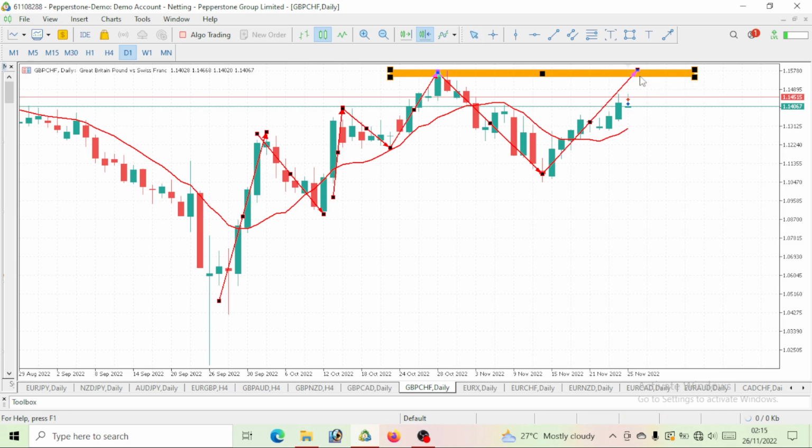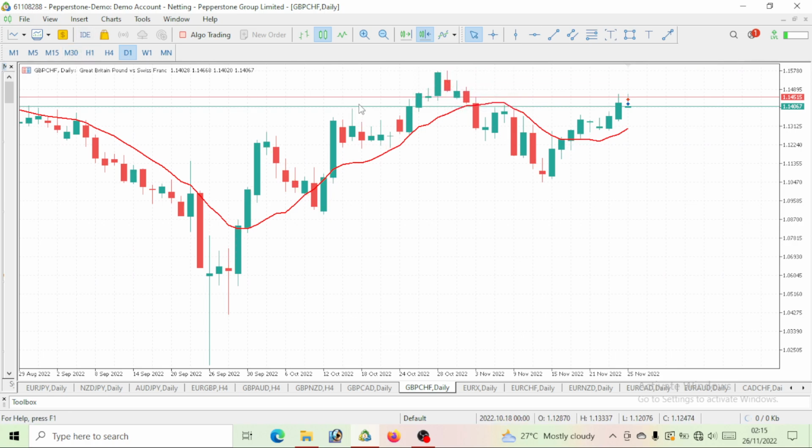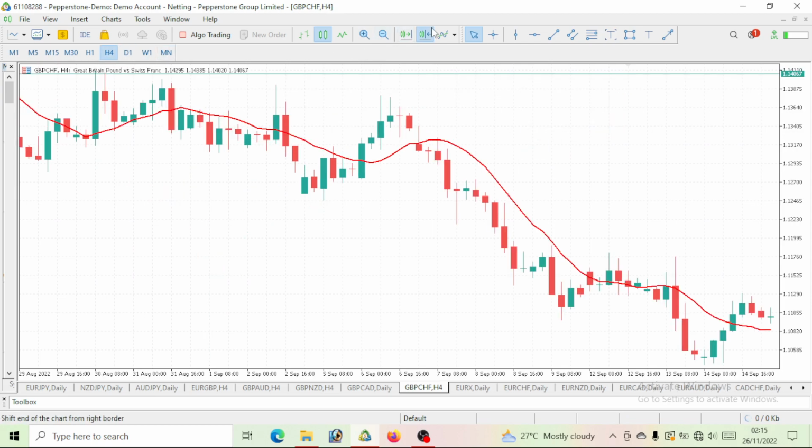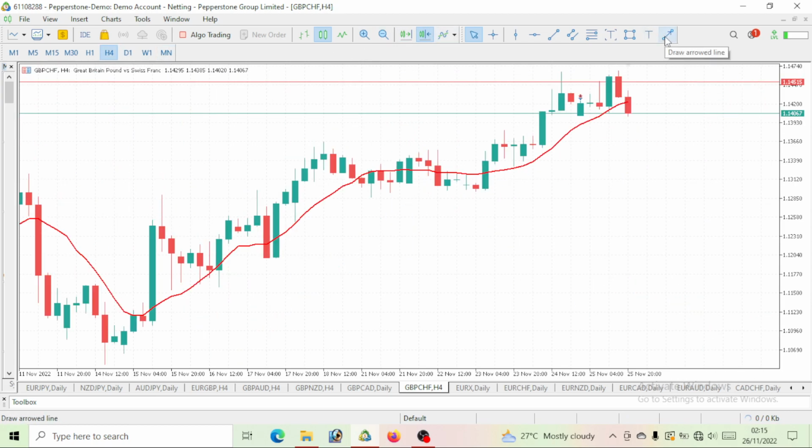But before that, let's try and take our profits here once the price hits our highs here. So GBP Swiss franc bullish move. Price is above the 10 period moving average, still a bullish move, right? And let's see what this 4 hour time frame says. So this 4 hour time frame still says we are in a bullish move.